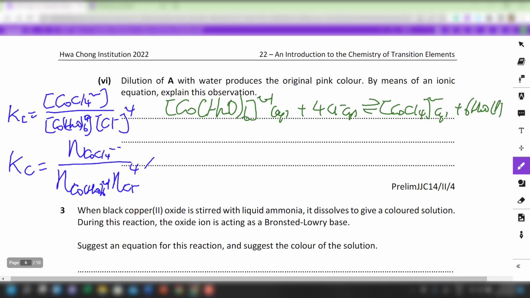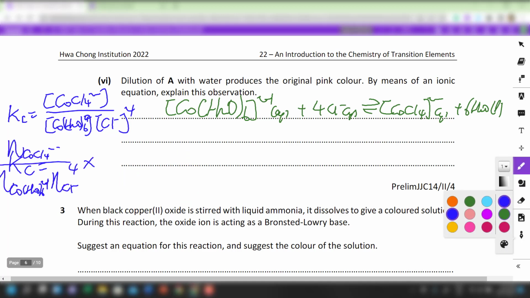Okay, so if you're going to take out the volume term, this will be multiplied by 1 over V divided by 1 over V to the power of 5. If you just cancel, the V to the power of 5 term will be brought up, so this whole thing will then become V to the power of 4.